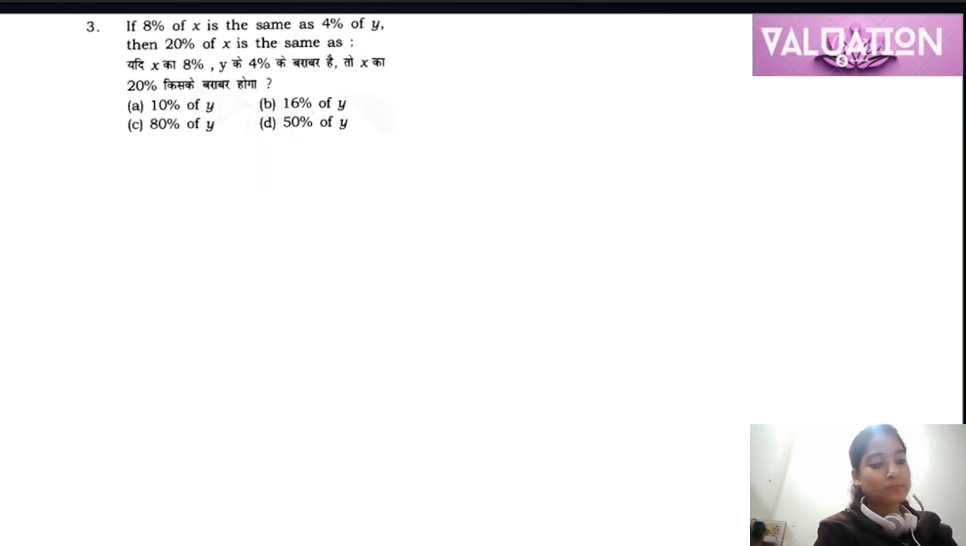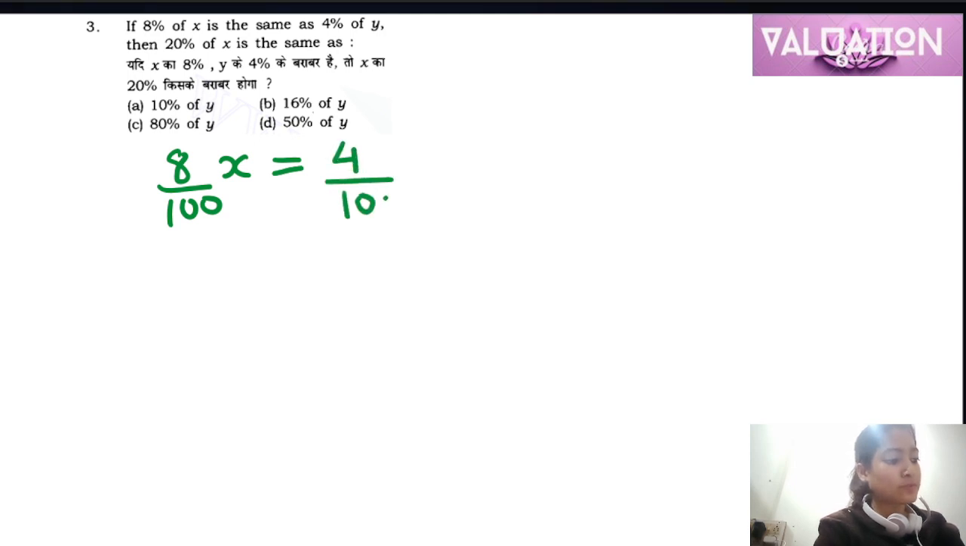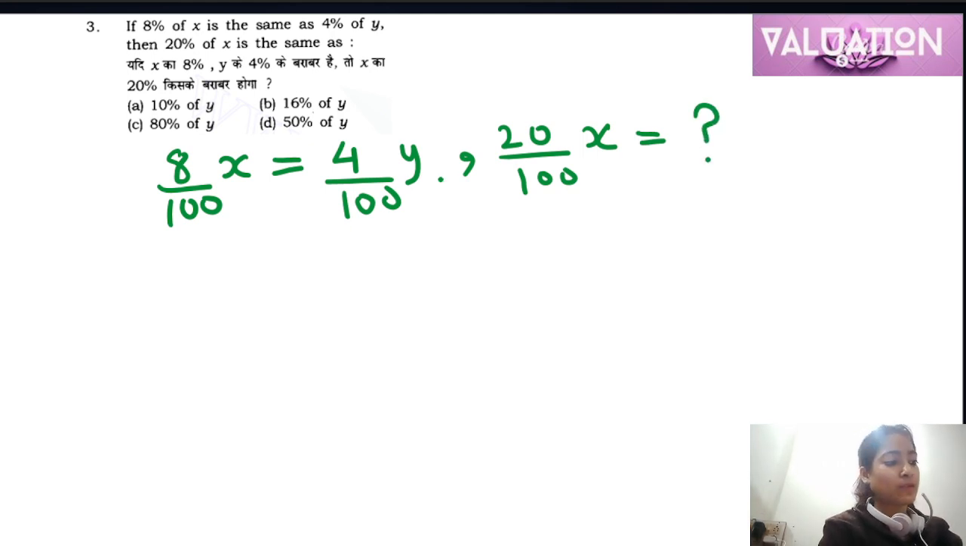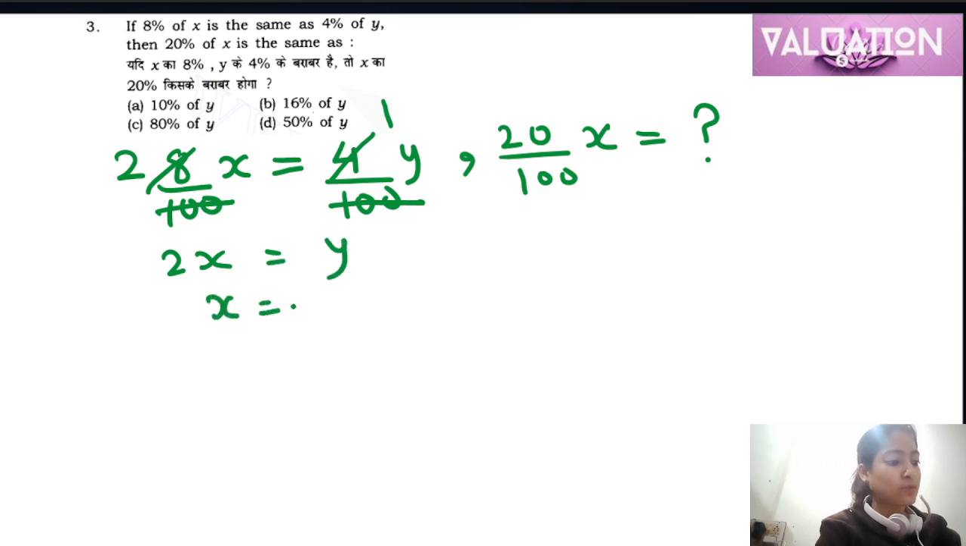The next question is: if 8% of x is the same as 4% of y, then 20% of x is equal to what? We have to find this. Okay, so let's solve it. This 100 will cancel out. 4 times 1 is 4, 4 times 2 is 8. So from here we will get 2x is equal to y, so x is equal to y divided by 2.